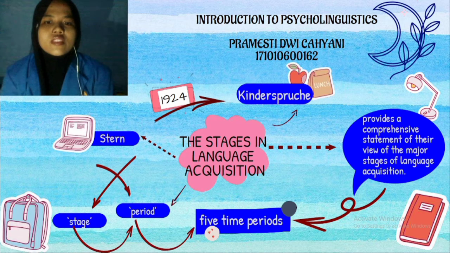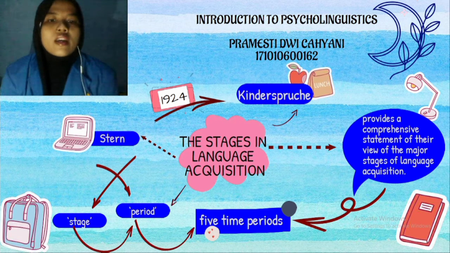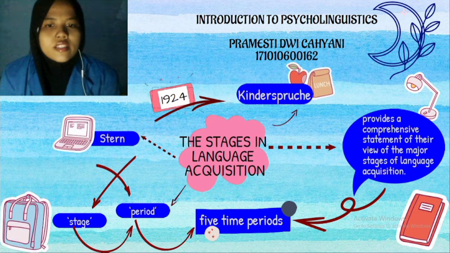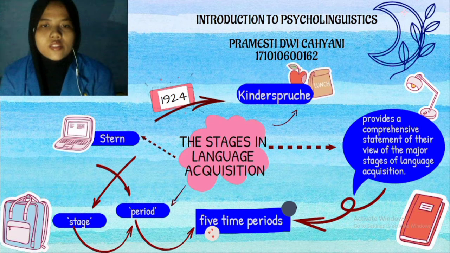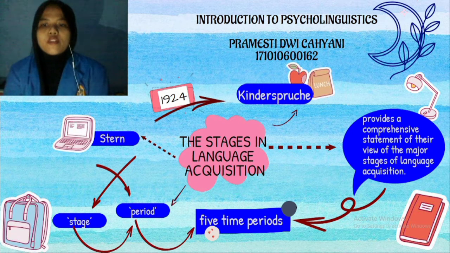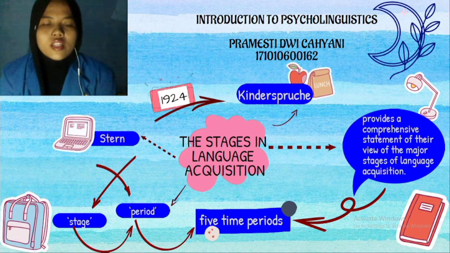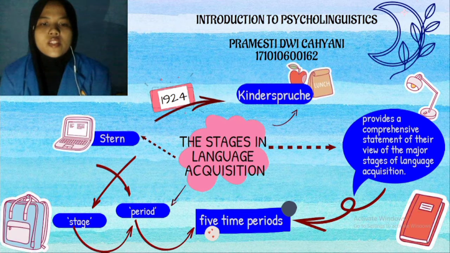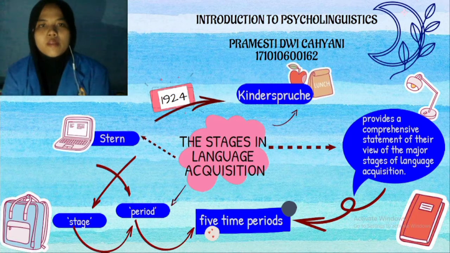The topic is about the stages in language acquisition based on Stern. Let's begin. The stages in language acquisition according to Stern in 1924 and his book Kindersprüche. Stern provides a comprehensive statement of their view of the major stages of language acquisition. He also differentiates between stage and period and combined them into 5 time periods.